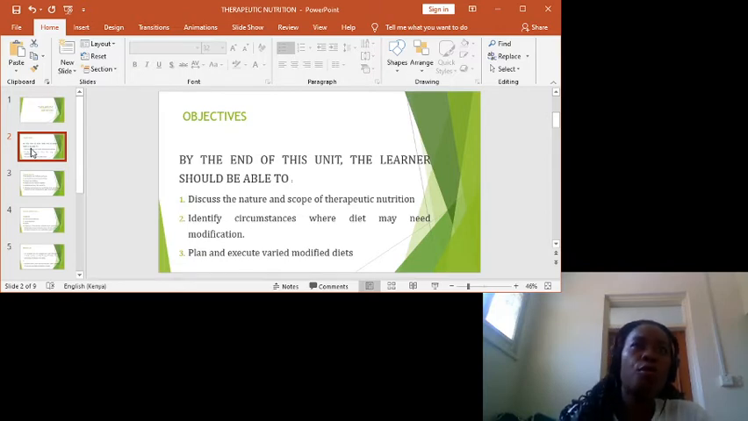When we're talking about dietary modification, we are also planning diets for patients who may not actually take food orally. These patients could be on parenteral nutrition. We are also talking about patients who are on oral diets but for some reason are not able to take adequate calories, and so we can supplement their diet with nutrition supplements that can boost the energy intake.